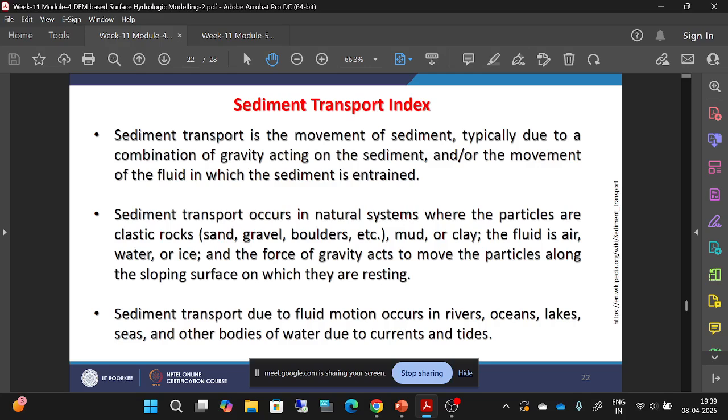So it occurs in natural systems where the particles are clastic rocks, like sand, gravel, boulders, mud or clay. Fluid can be air, water or ice. These all can be carriers of the sediment. And the force of gravity acts to move the particles along the sloping surface on which they are resting. So sediment transport basically occurs in rivers, oceans, lakes, seas and other bodies of water due to currents and tides. Like river current, if the flow is very intense, that is going to take a lot of sediments.